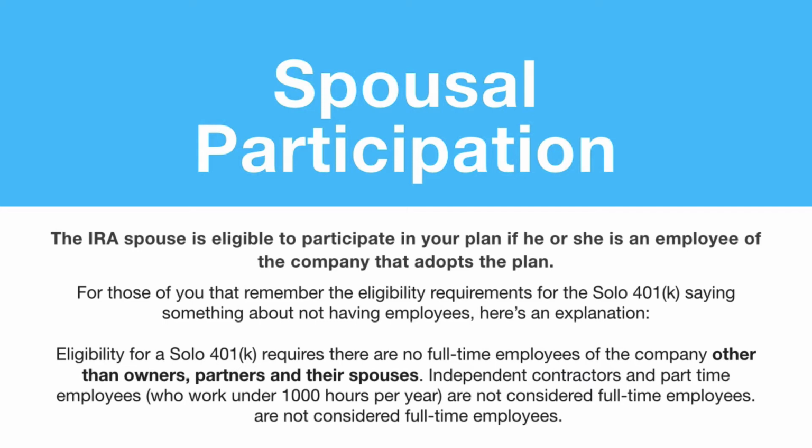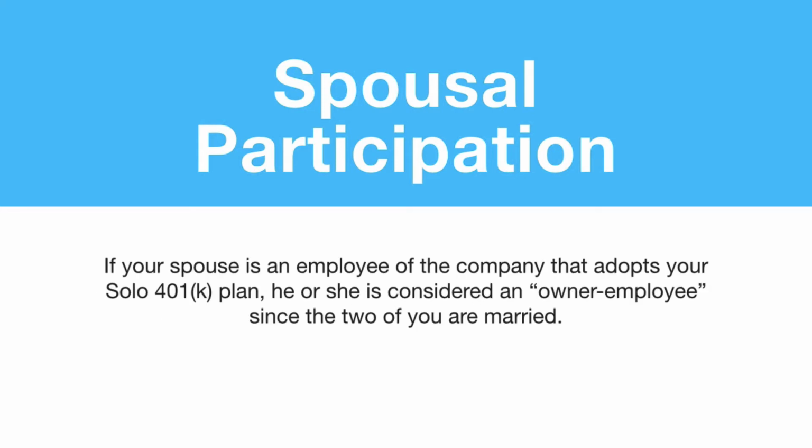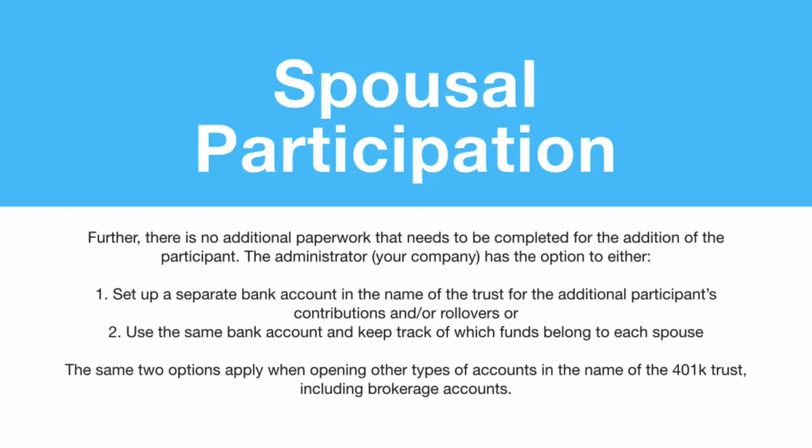People that work part-time, that work under 1,000 hours per year, are not considered full-time employees. So if you only have a couple of part-time people who work less than 1,000 hours per year, then you are still eligible. But your spouse is actually considered an owner employee since the two of you are married. And that is how both you and your spouse can participate in the 401k plan.